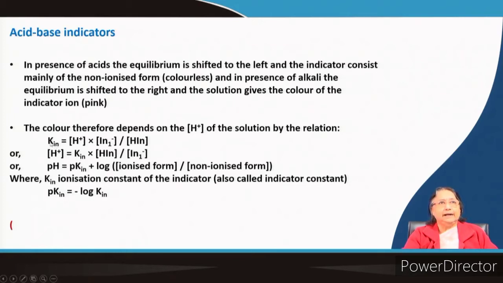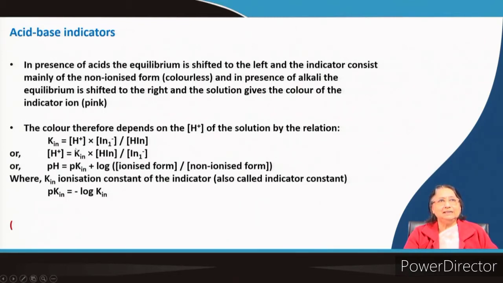How? K indicator is the equilibrium constant, because you can think that HIN is giving H plus plus IN minus. I have shown you the equation in the previous slide. So, if you consider that equation, then think about this equilibrium constant. K indicator, that is why 'In' is written, K is equal to the H plus ion concentration into the IN minus concentration, divided by HIN, the undissociated form concentration.